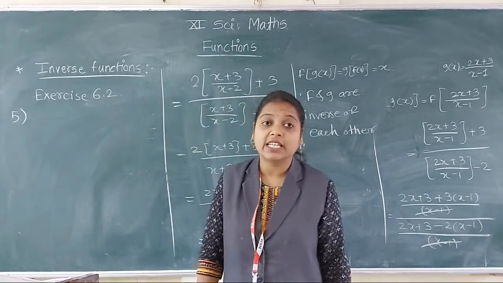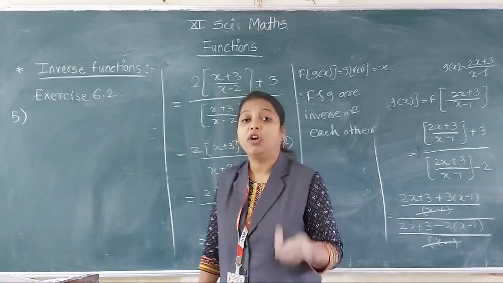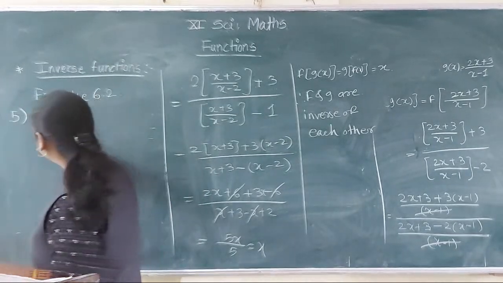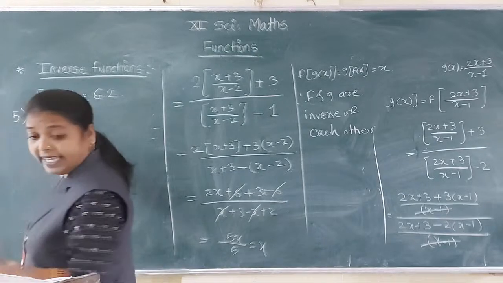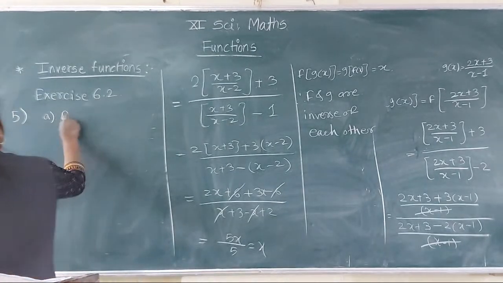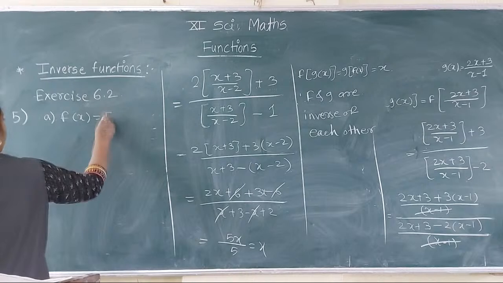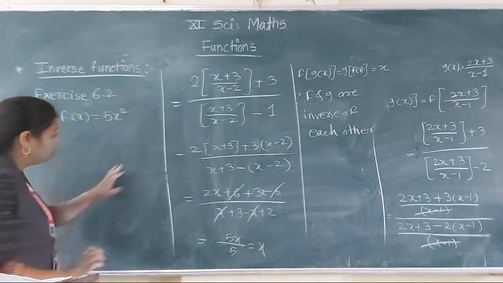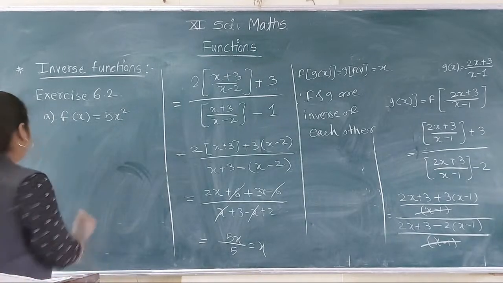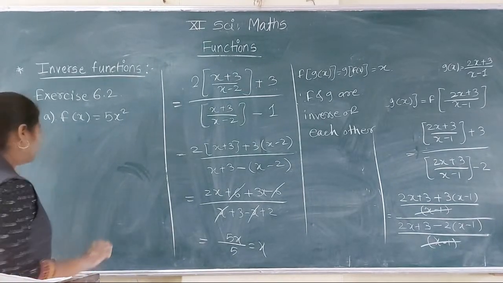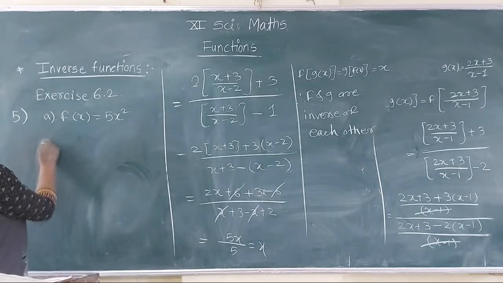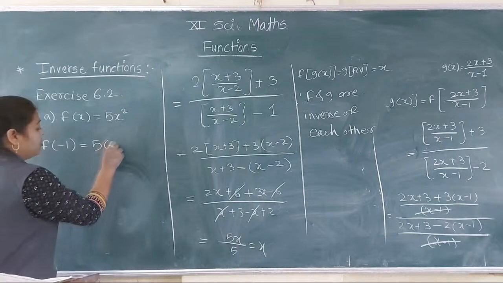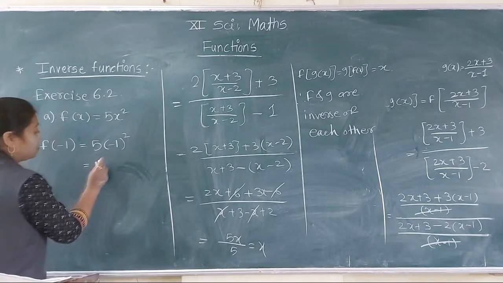आणि तो कसा चेक करायचा आहे, फंक्शन 1 1 आहे का आणि ऑन टू आहे का, हे जर चेक केलं तर आपल्याला कळेल. सो फर्स्ट फिफ्थ मधला ए आहे, f of x is equal to 5x square. So 5x square. If we take the value of x is -1, so then f of -1 square, that means 5.